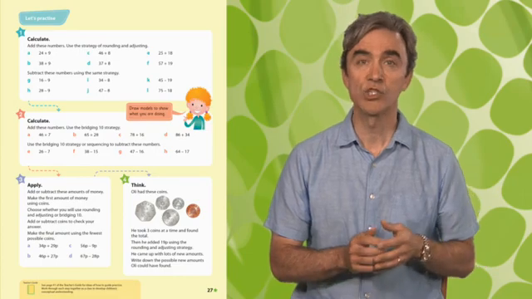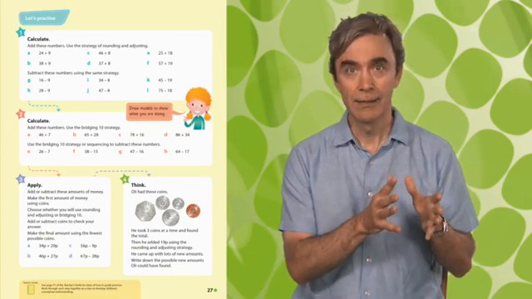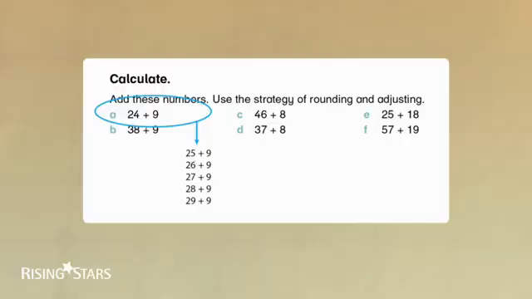You can deepen the children's understanding of mental calculation strategies by using variation. In Unit 2A, Question 1A, the children are asked to add 9 by rounding and adjusting. You could vary this by asking them to add 9 to 24, 25, 26, 27, 28, and 29.